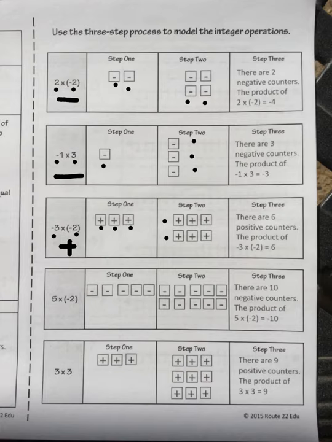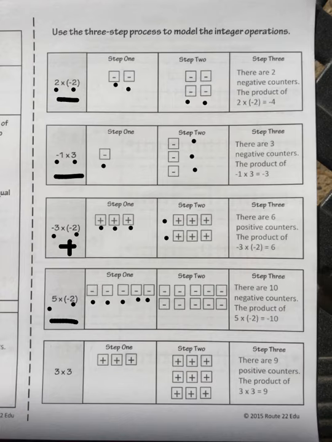Okay, next problem. 5 times negative 2. I have a positive and a negative. If you multiply a positive times a negative, you are going to get a negative. So I'm going to count my 5 across first: 1, 2, 3, 4, 5. And then we need to look at these. I've got 2 groups of 5. There are 10 negative counters.